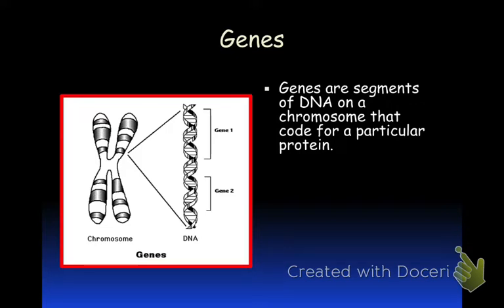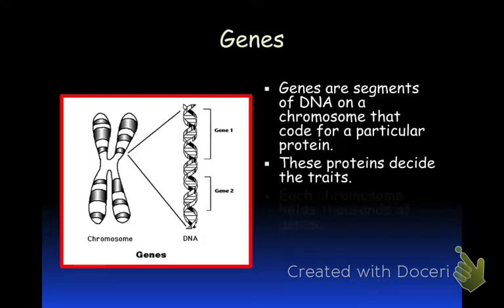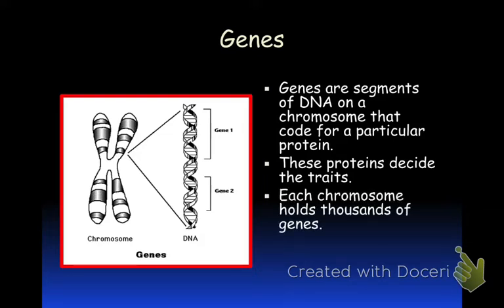And so there's thousands and thousands of genes on an individual chromosome. So we're going to see that there's thousands of different types of proteins that can be produced. So the proteins decide the traits, and each chromosome holds thousands of genes. Therefore, each chromosome can hold thousands of traits.